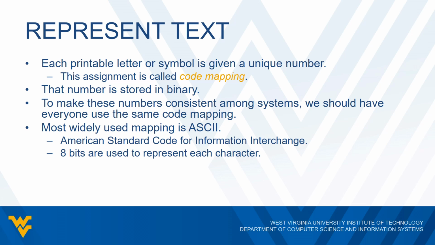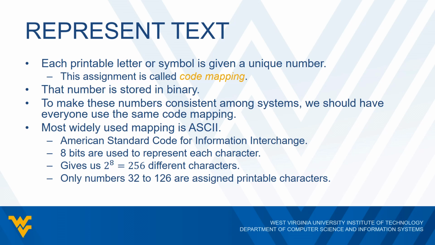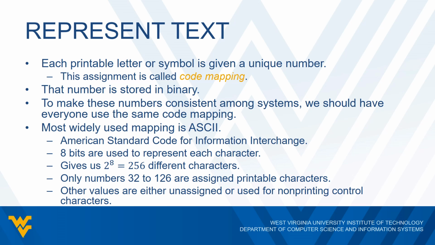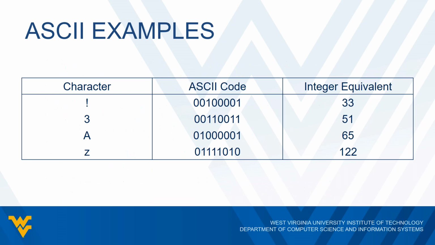So the way this works is we have 8 bits that are used to represent each character. And that gives us 2 to the power 8, or 256, different characters to work with. Now with that said, only numbers 32 to 126 are actually assigned printable characters. The other values are either unassigned or used for non-printing control characters, so things like the return key or the backspace or new line, but there are other different types of characters that are assigned these other values.